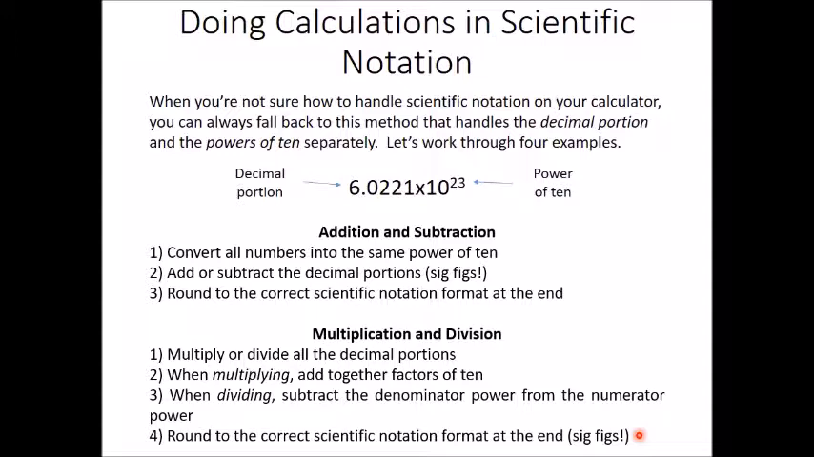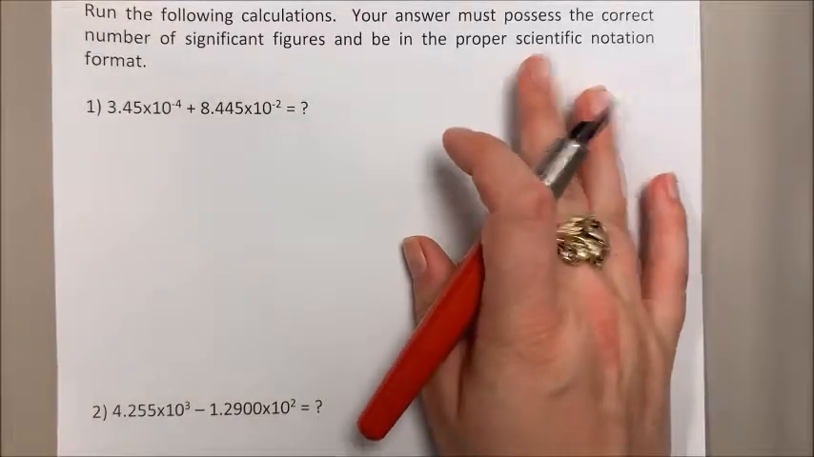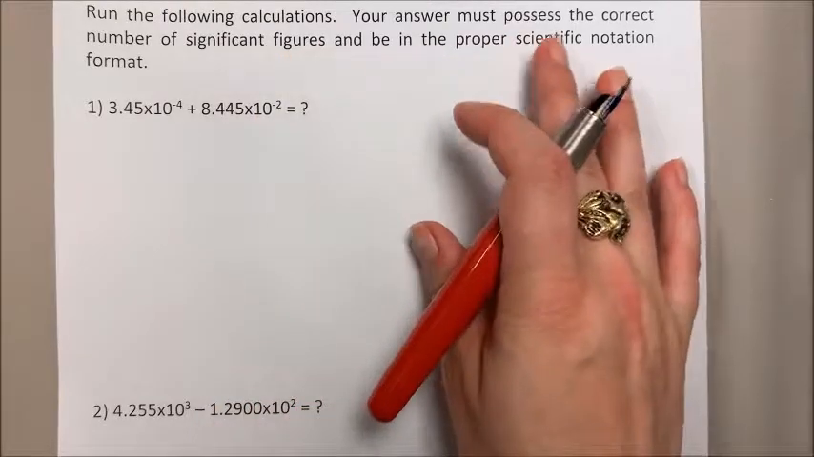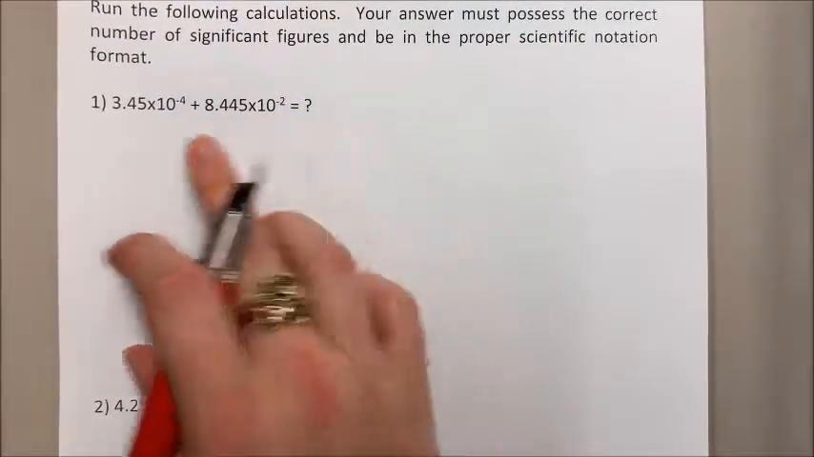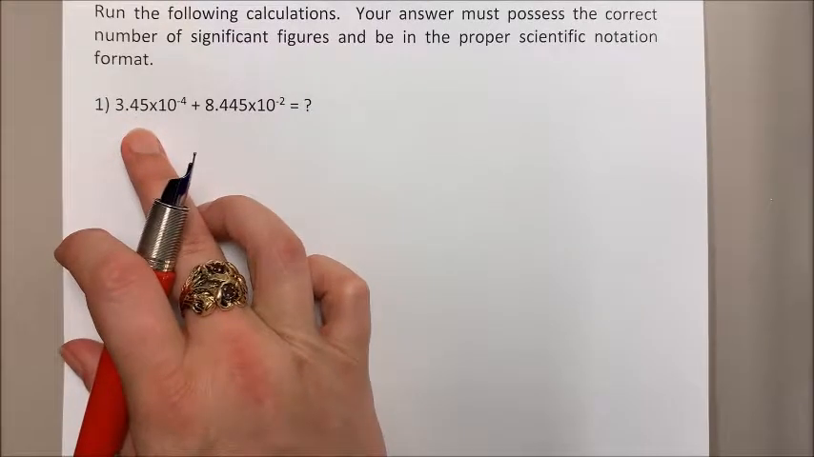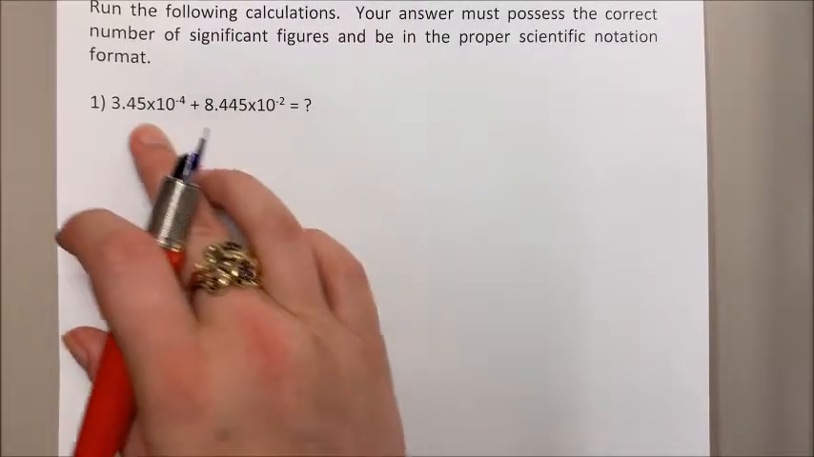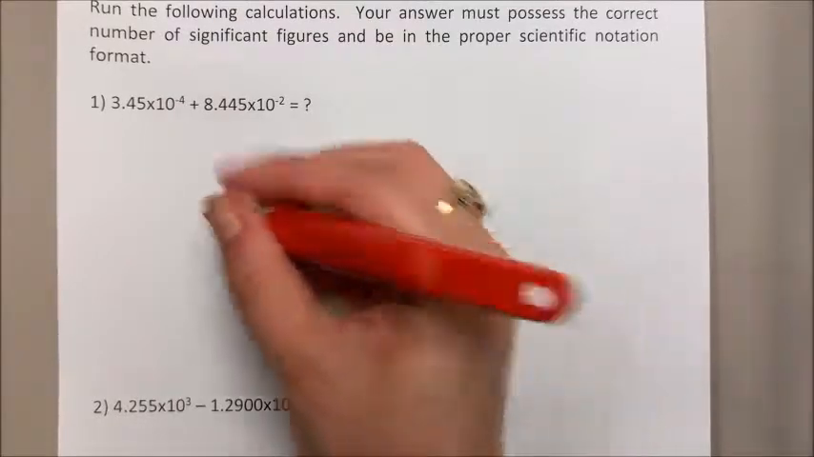Let's take a look at a few examples. We're going to work through these 4 examples. When we get to our final answers, they will possess the correct number of significant figures and they will be in the proper scientific notation format. Let's start with addition. 3.45 times 10 to the minus 4th plus 8.445 times 10 to the minus 2nd. We're going to convert our 10 to the minus 4th term into 10 to the minus 2nd first.